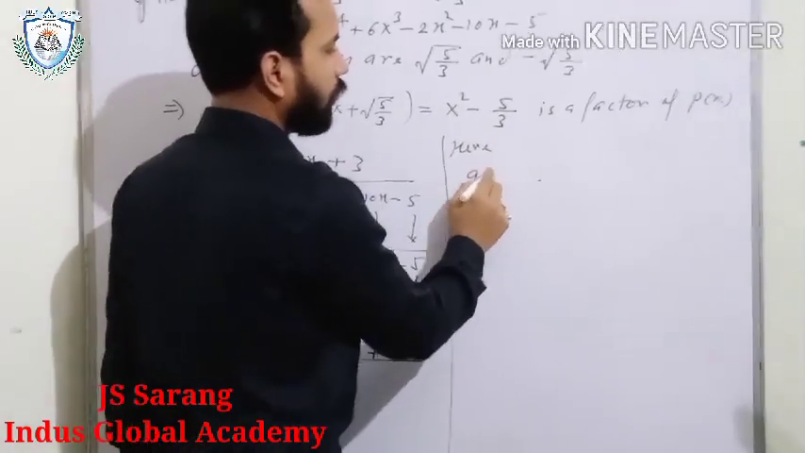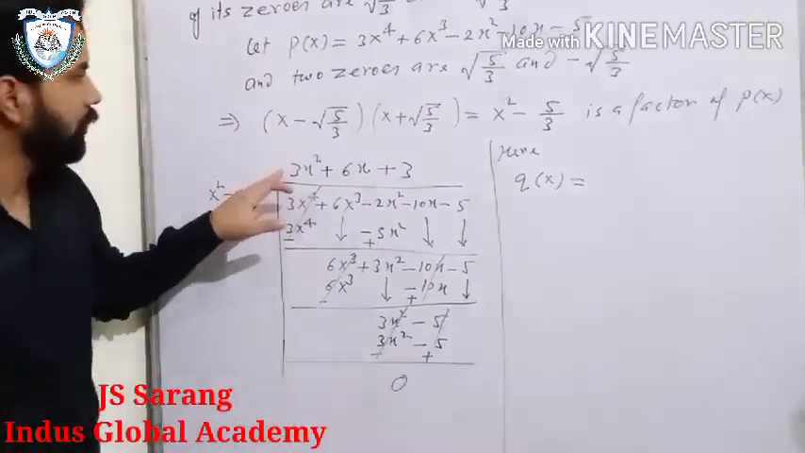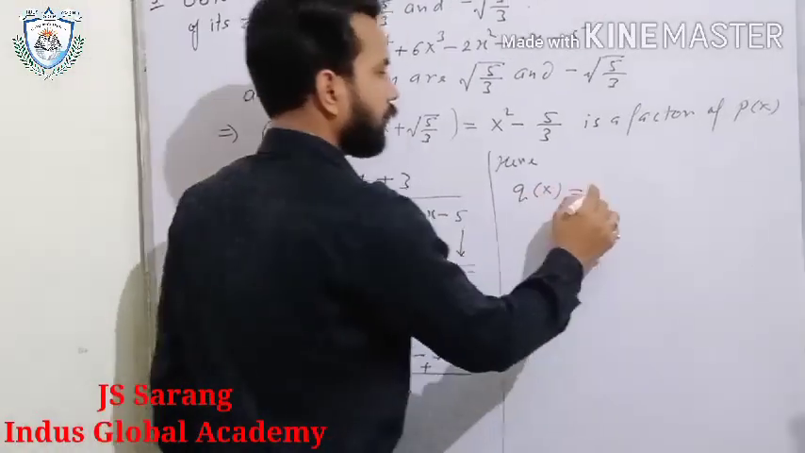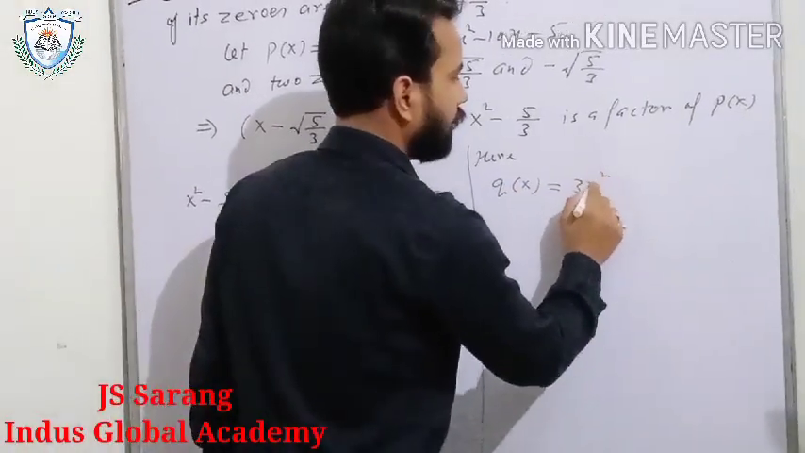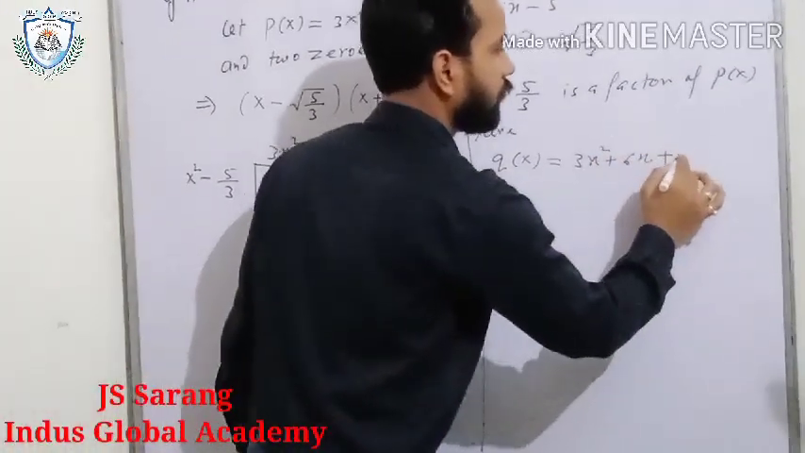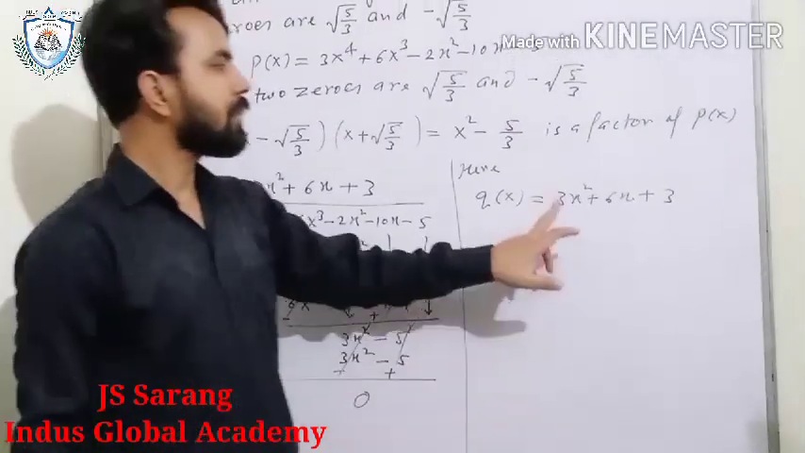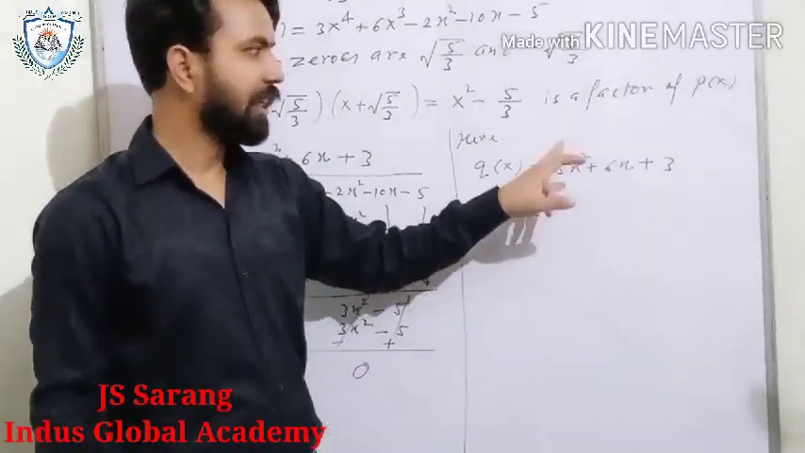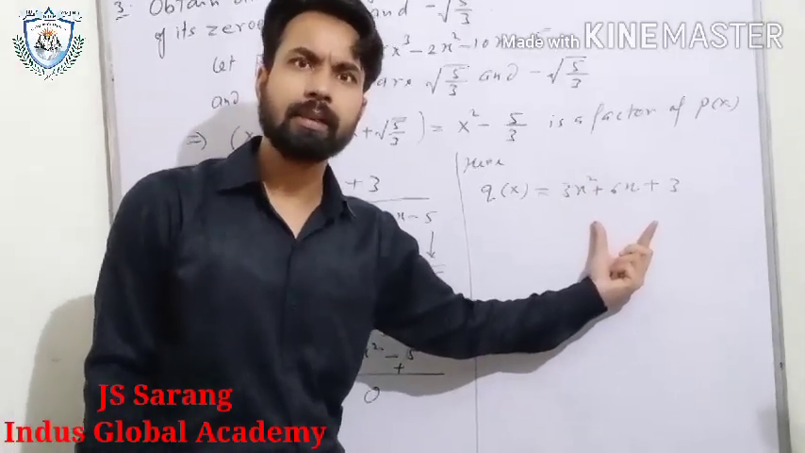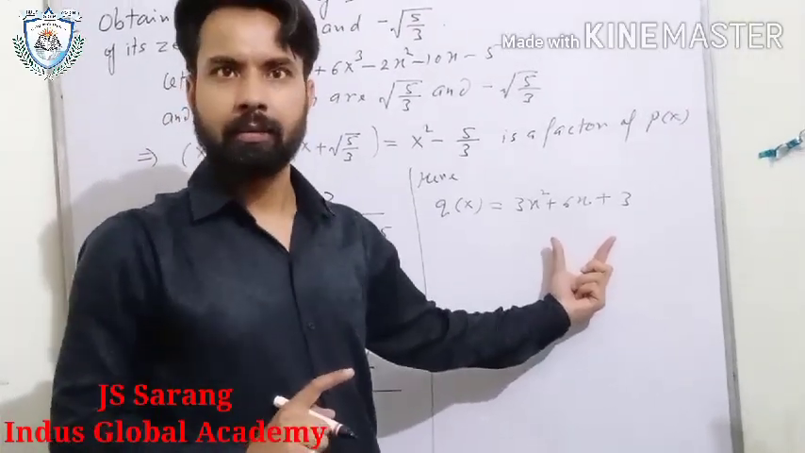we have the quotient of x. The quotient of x is how much? 3x square plus 6x plus 3. So we have to note this. 3x square plus 6x plus 3. Understood? Now, because this is a quadratic polynomial, as its degree is 2, we will factorize this. How can we factorize this? Same as the questions which we have solved in exercise 2.1.